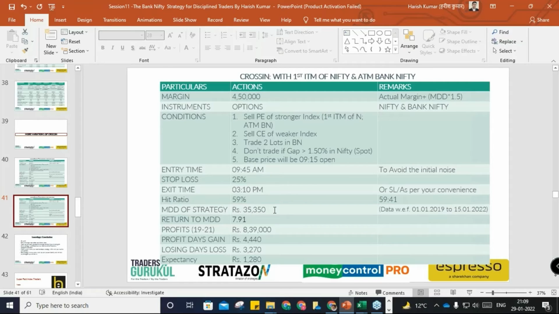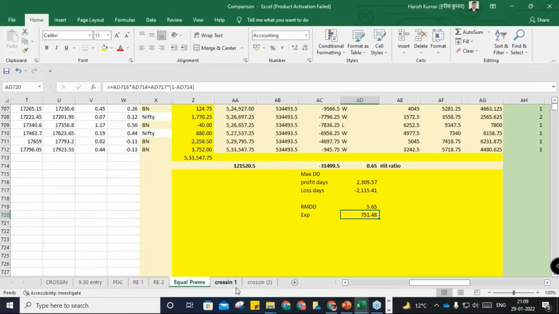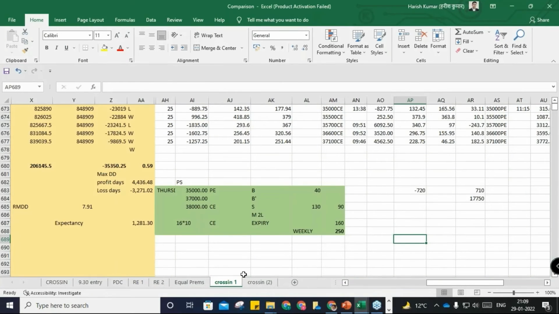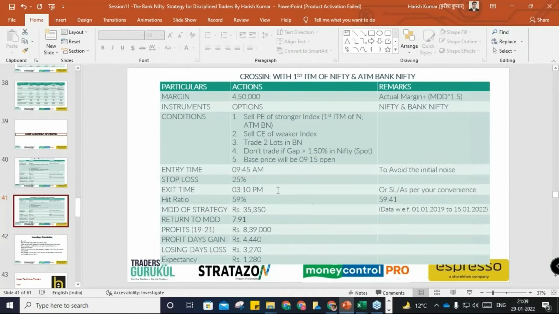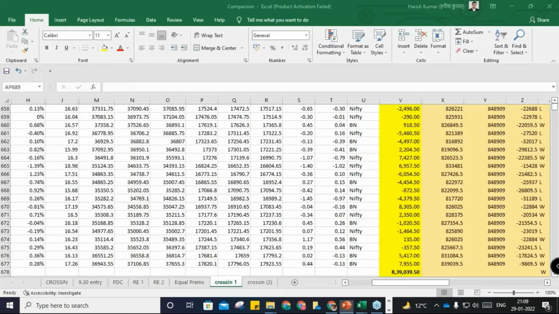MDD is 35,000. In that, it was around 34,000. Return to MDD is 7.9. Profits are a bit increased in case of this. So we are getting 8,39,000 profit. Expectancy is 1280. This is the one, 8,40,000, 8,39,000 profit.